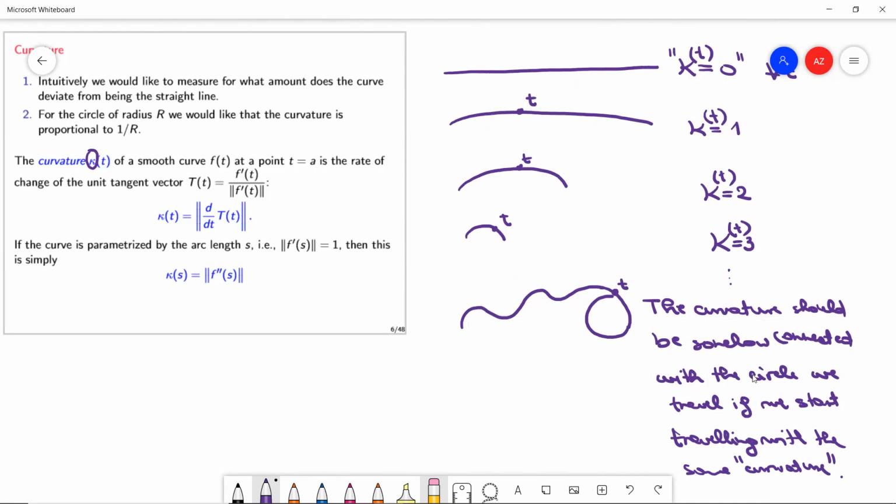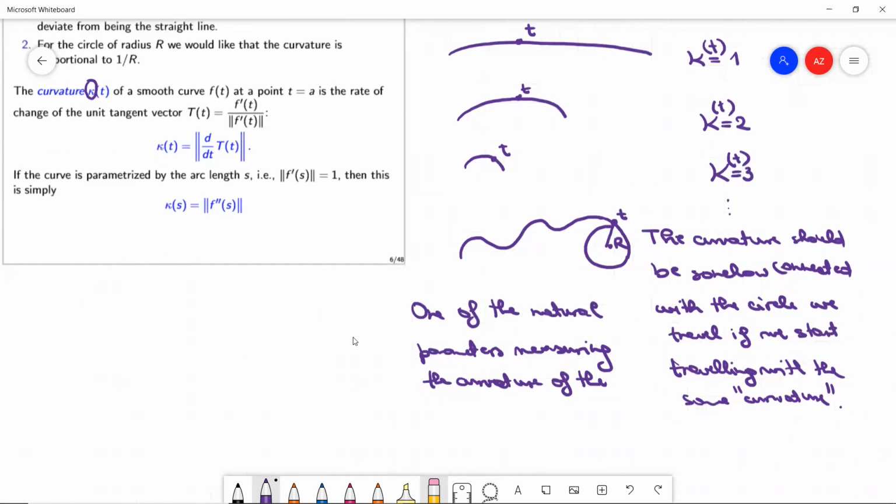And one natural parameter would be the radius of this circle. So one of the natural parameters measuring the curvature of the circle would be its radius. And what would be the relationship? What would be the nature of the relationship between the curvature and the radius?